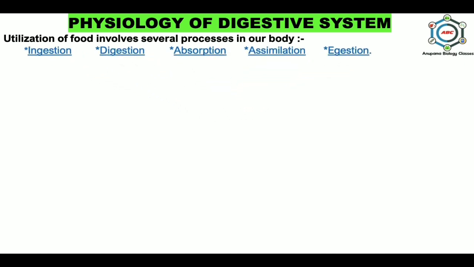If we talk about the physiology of the digestive system, the utilization of food involves several processes in our body, which start from ingestion and complete on egestion. You can see here that in between ingestion and egestion, digestion, absorption, and assimilation are present. So the first one is ingestion.